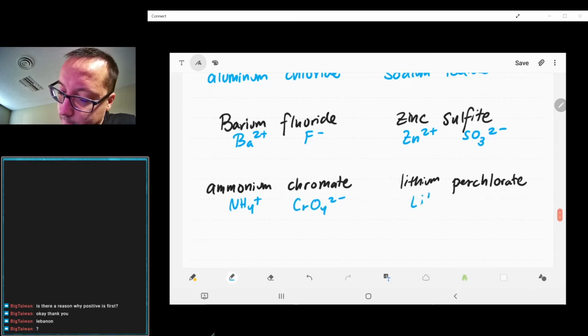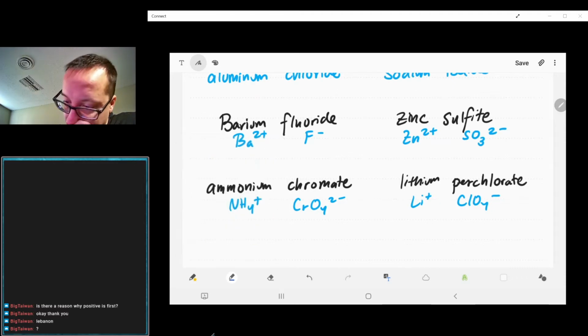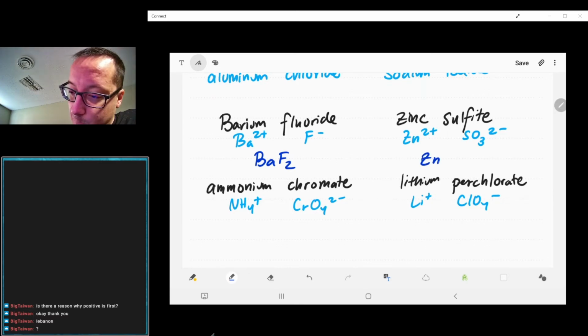And then, okay, here we go. So if we're going to charge balance all of these, or we can crisscross, we'll see we need 2 fluorides to balance out the barium. Or if you crisscross, you'll get the right answer, BaF2. For zinc sulfite, they have the same charge, so we can just put them together. No problem.